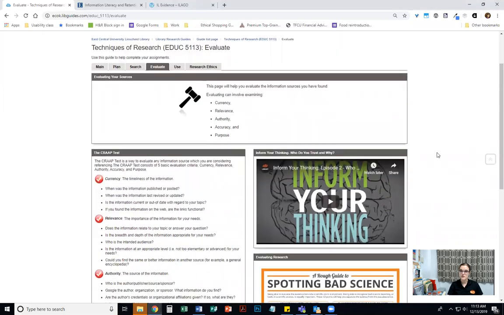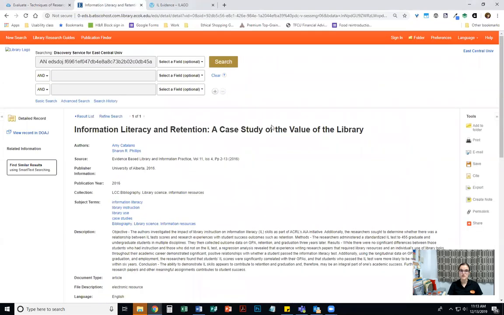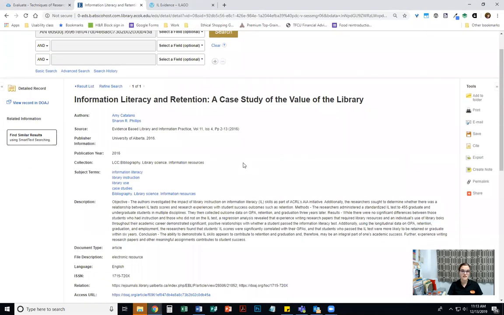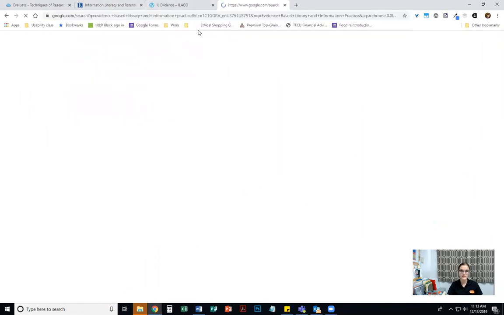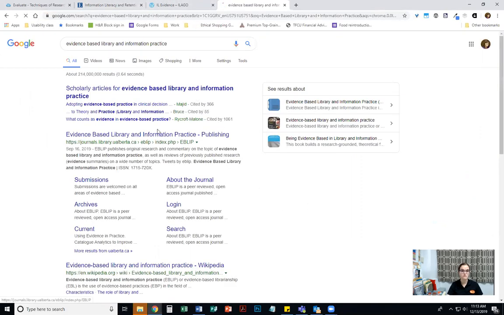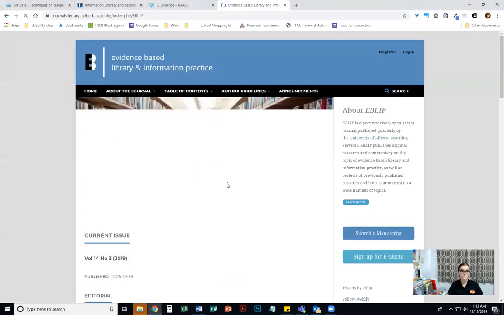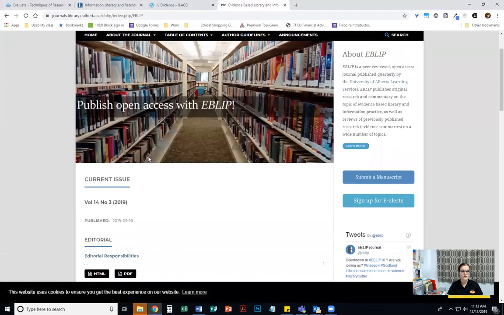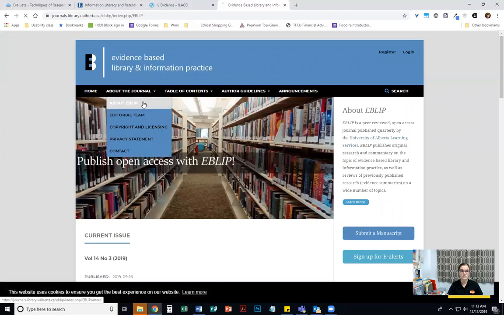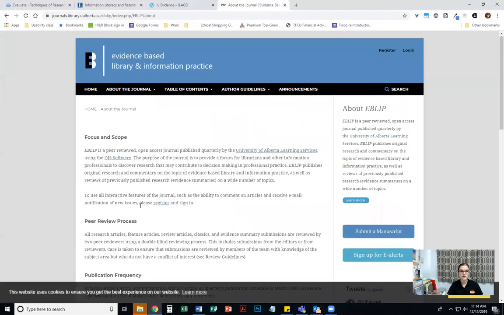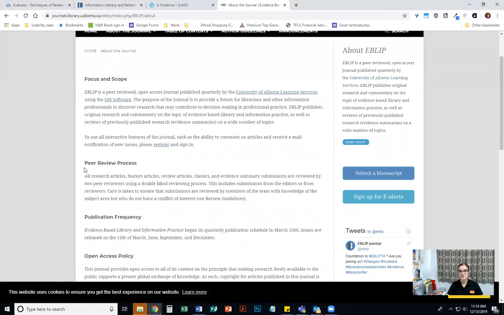So the first thing that I want to point out is that some articles are peer-reviewed, and how you can tell if an article is peer-reviewed is look at the source. For this, it will be the journal name, and then go ahead and search that source in Google. We want to look for the journal's homepage online. And then I will look through here, probably under the About the Journal, and I want to know if this article is peer-reviewed, or if this journal is peer-reviewed.